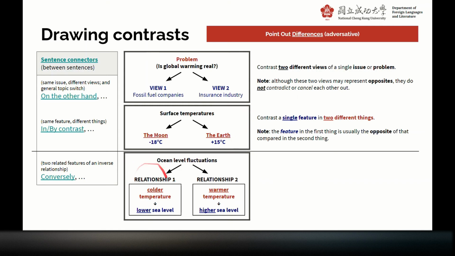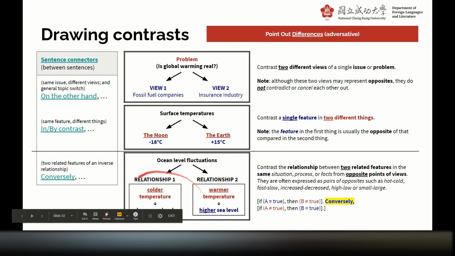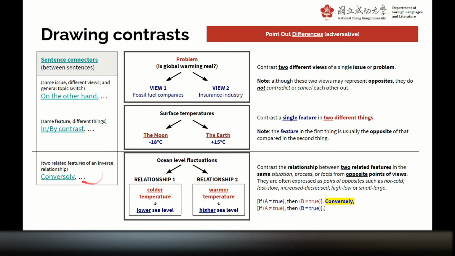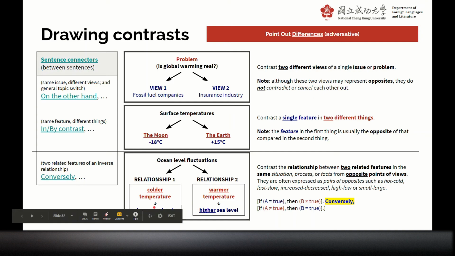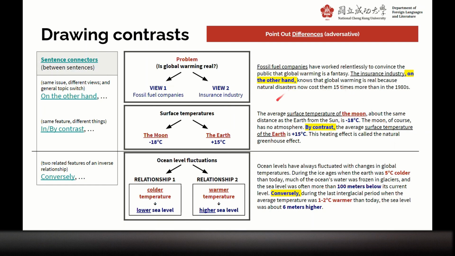And then if you have a relationship, so in this case, colder temperature makes a lower sea level, and the opposite, if you have a warmer temperature, makes a higher sea level, then you can use "conversely." And these are usually expressed in relationship pairs, like colder to warmer, or lower to higher. So it's kind of a switch between the 2. And here are example sentences. We don't have time to go through them, but do pause to take a read of them.